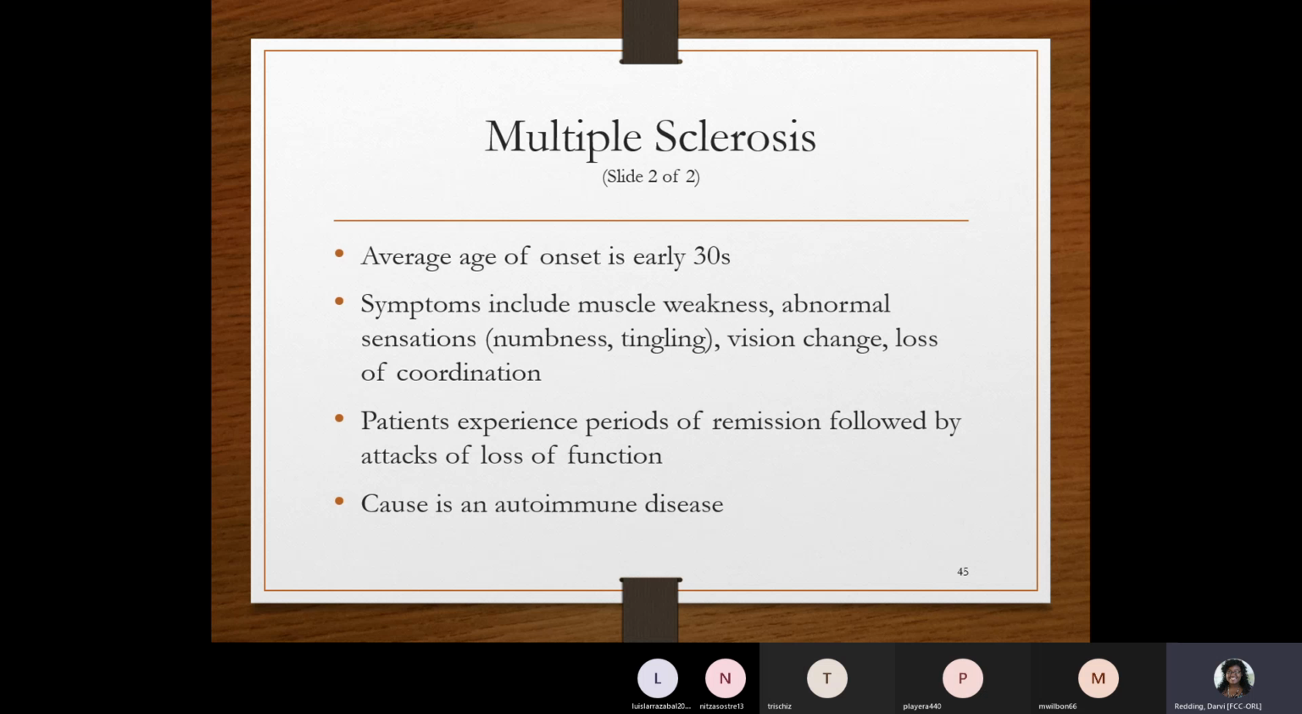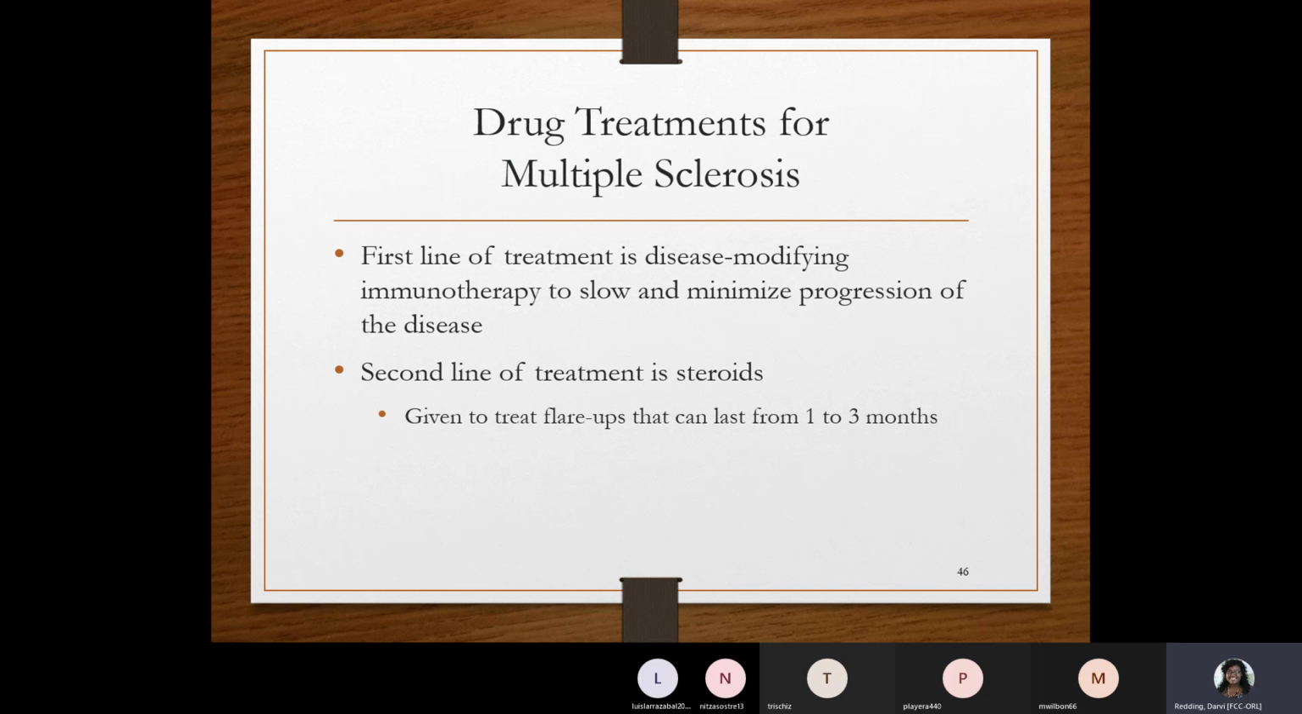One of the highest medications that would be used for multiple sclerosis would be Betaseron, which its generic name is interferon beta-1B. And so this would be provided via subcutaneous injection. So it would be a parenteral dosage form.